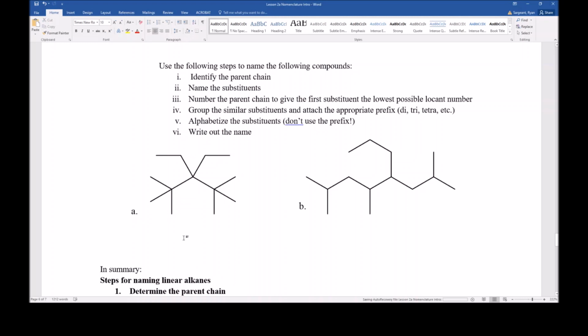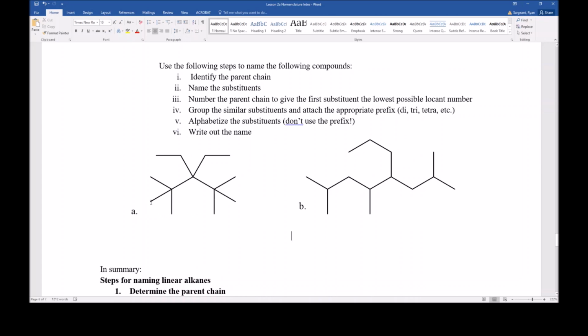All right, for the A, first I'm going to look for the largest continuous chunk of carbons, and there are a lot to choose from. 1, 2, 3, 4, 5. So there's 5 carbons. So this is the first time we've seen an example where there are lots of different parent chains, and not all the parent chains are actually the same.